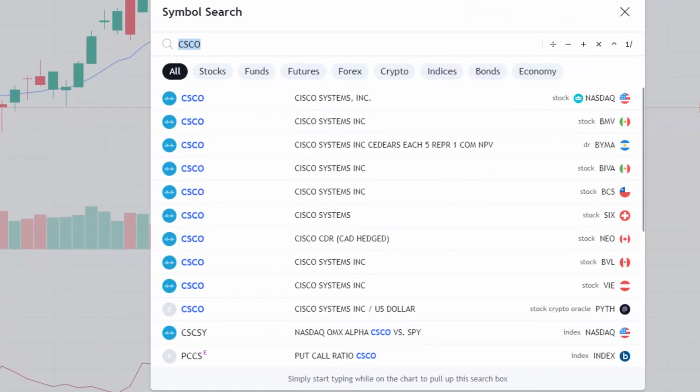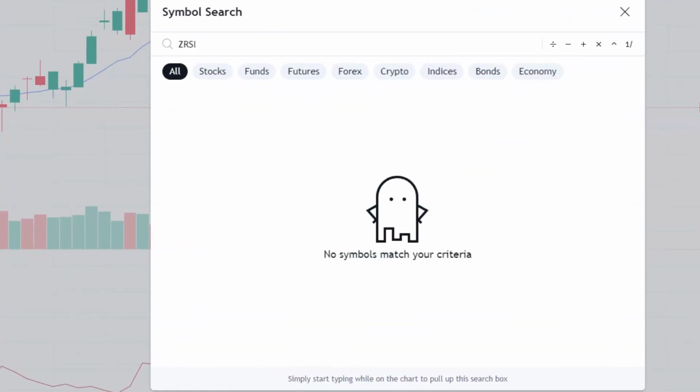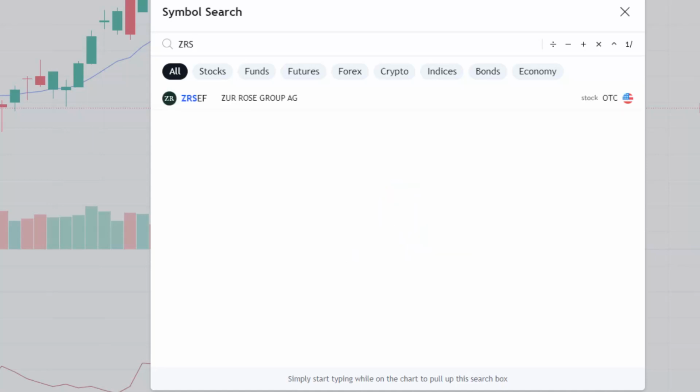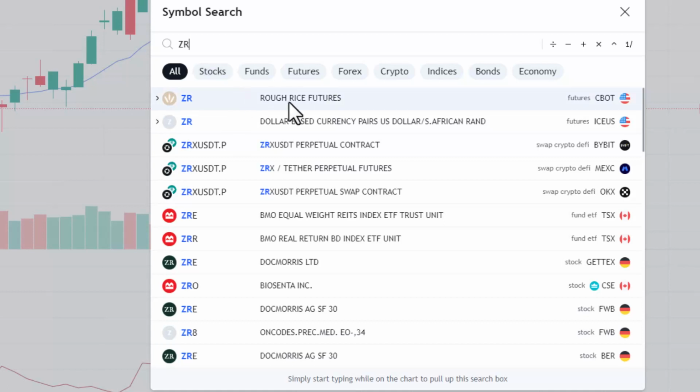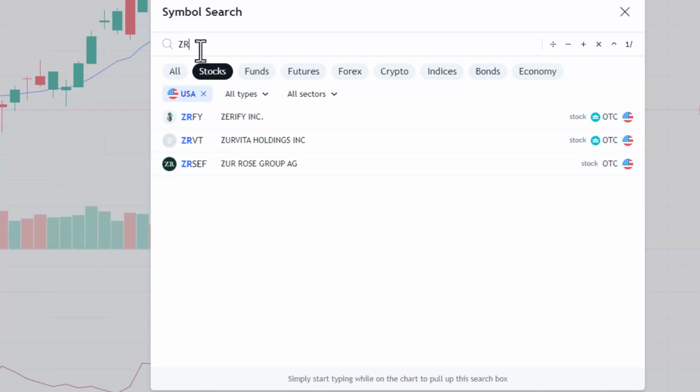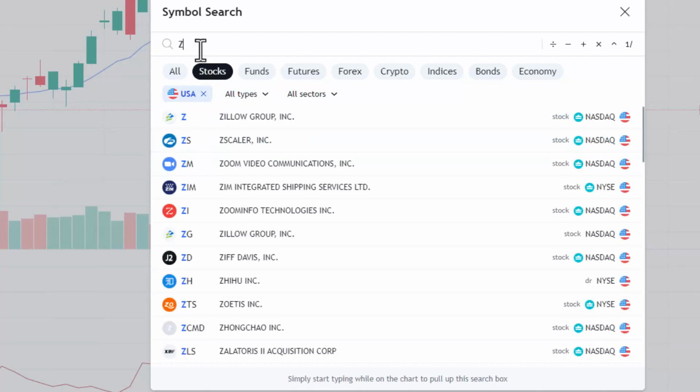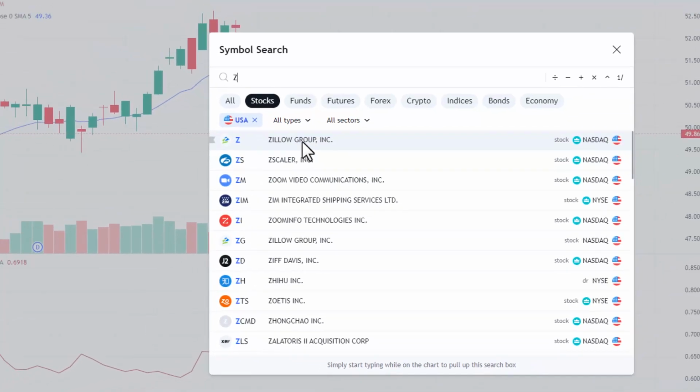Let's start off with our symbol, ZRSI. Surprise, there's nothing. Let's look at ZRS. Okay, there is, well, that's ZRSEF. That's not what we're looking for. ZR. Let's see, we're not looking to trade futures, but that is the Rough Rice futures contract. I don't see anything in ZR here, especially when you look at stocks. So yes, I was right. We are going to end up trading Zillow Group.